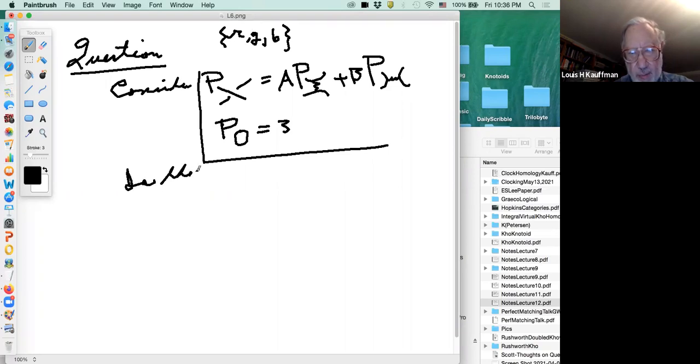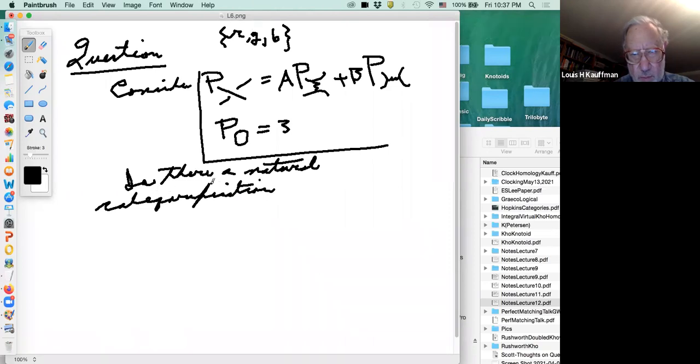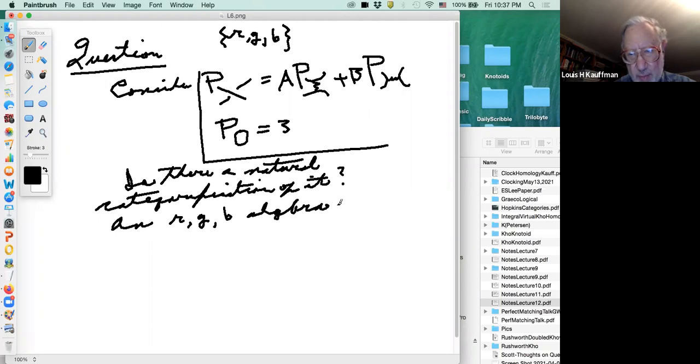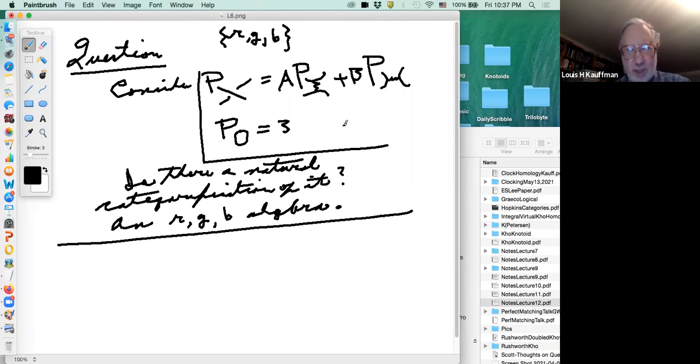Is there a natural categorification of it? Is there an RGB algebra that would be natural to use, as we have been using? And of course, this is in virtuals.